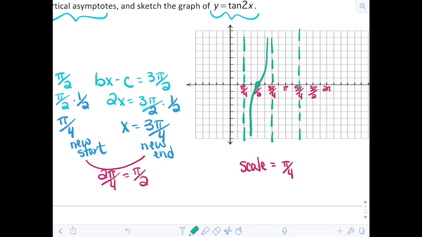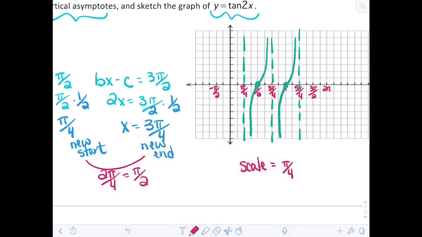6 pi over 4, 7 pi over 4. And we're just going to leave it right like that. We'll just do one more. So we go right in the middle, and we'll do one down. Okay. And just for practice, we know that we could also go the other way.